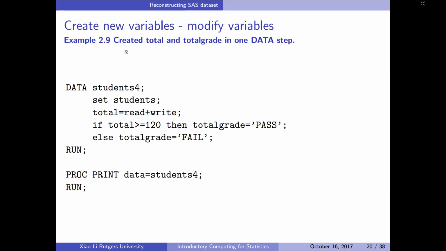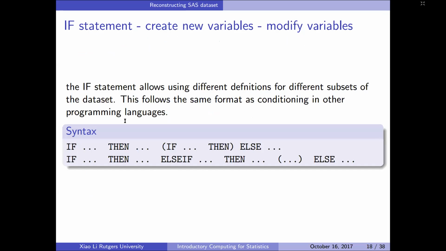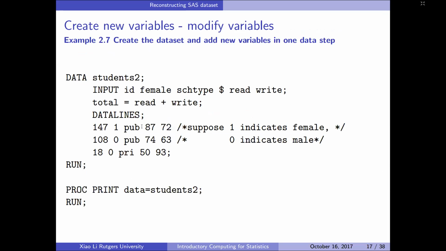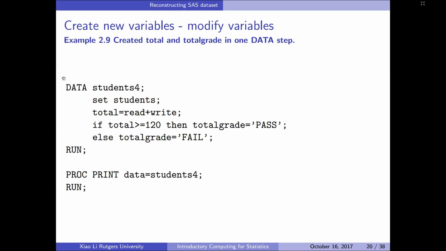And this example tells you that you can create the total and the total grade in one data step. If we look at our previous examples, we only add one new variable to our existing data. However, you can add 2 new variables all together in one data step. Here is the example.